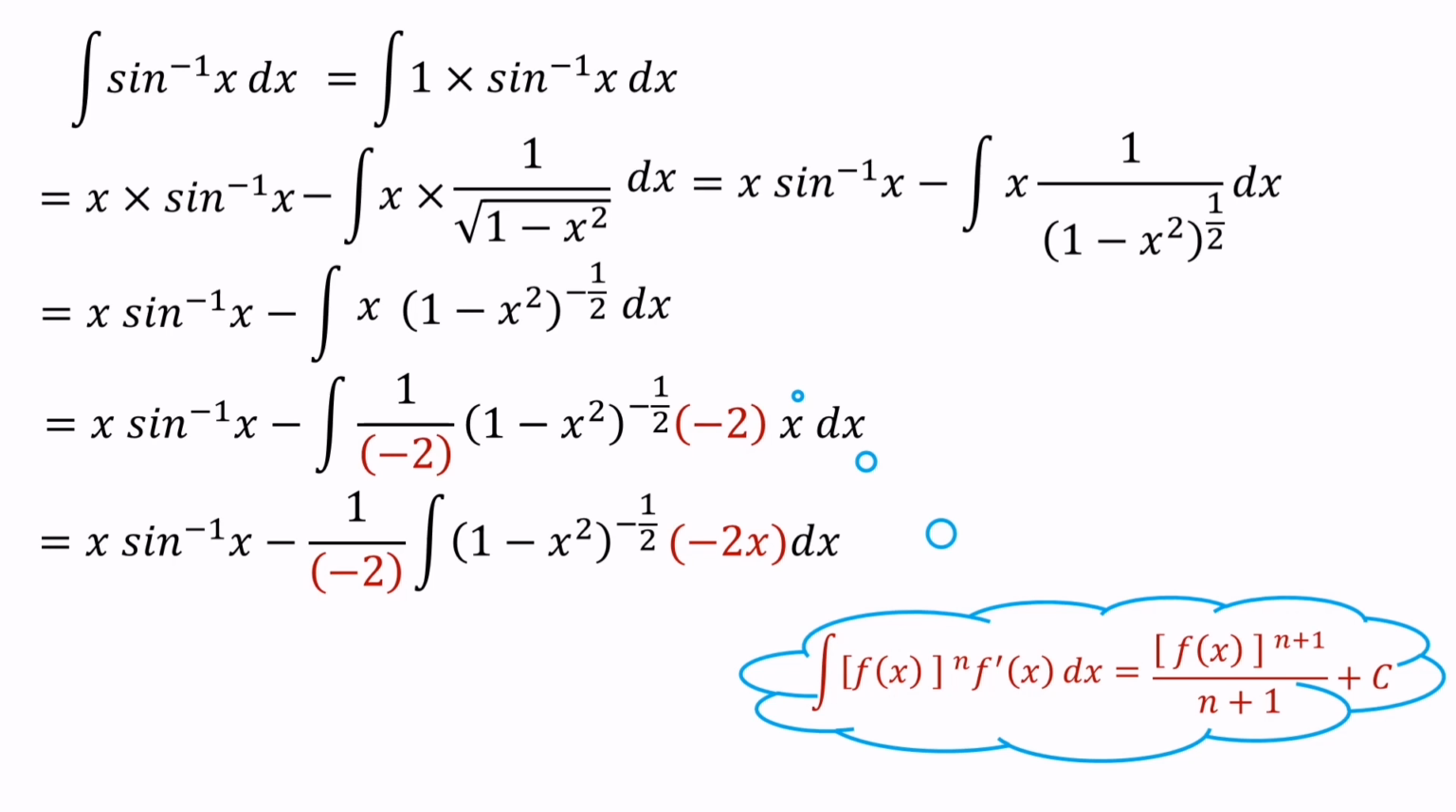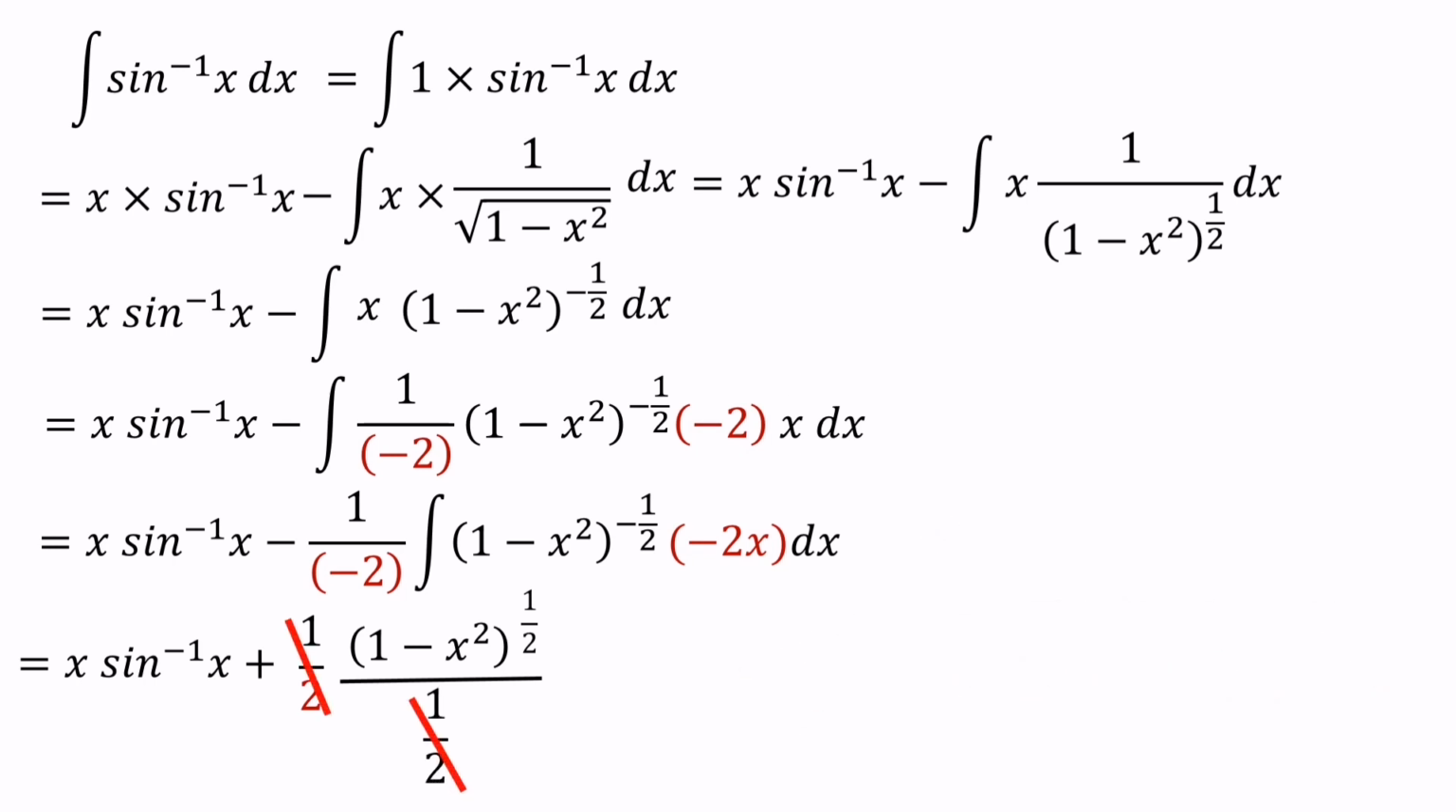Then we have f(x) to the power of n into f dash x. f(x) means 1 minus x squared, n means minus half, and f dash x means the differentiation of 1 minus x squared, or the minus 2x value. Then we can write half, the constant value, into f(x) to the power of n plus 1 over n plus 1. In this case 1 minus x squared to the power of minus half plus 1 equals plus half, over plus half. Then we can cancel out the plus half value.